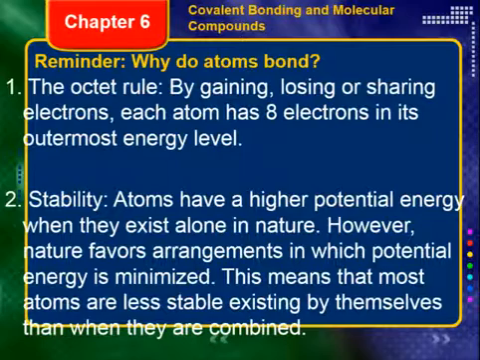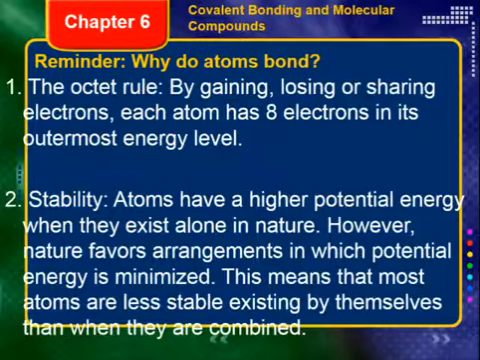And we also need to understand what stability is, because why do atoms bond? Stability refers to atoms that have a higher potential energy when they exist alone in nature. If you just have an atom by itself, it tends to have a higher potential energy. However, nature always favors arrangements in which potential energy is minimized. This means that atoms are less stable existing by themselves than they would be when they are combined. So if there's a particular arrangement of atoms that lowers the overall amount of potential energy present, nature is going to have those atoms bond together.